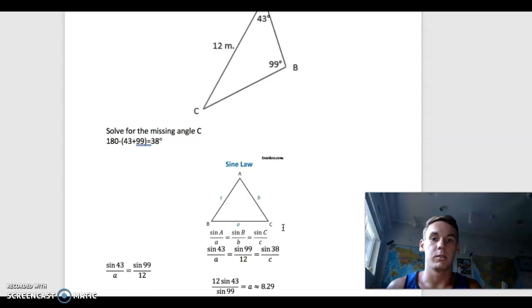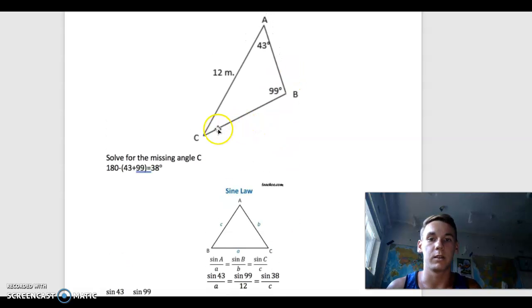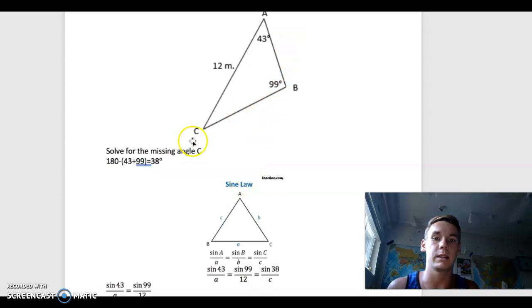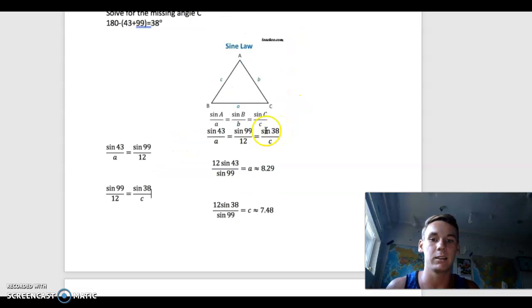Now you have found all of the information that you need out of this one. So you found the missing angle, which is 38 degrees. You have found the two sides, side C and side A. We found side A right here, which is 8.29, and side C, which is 7.48.